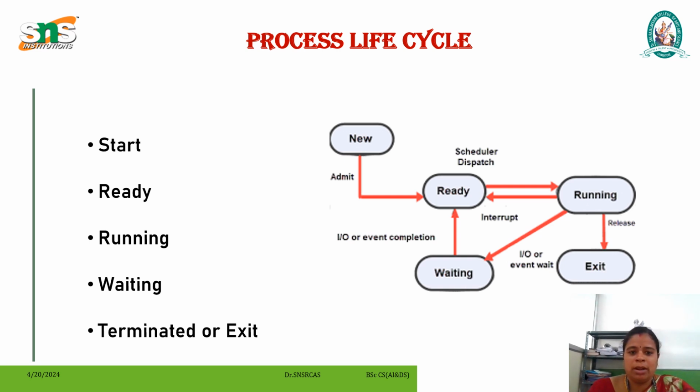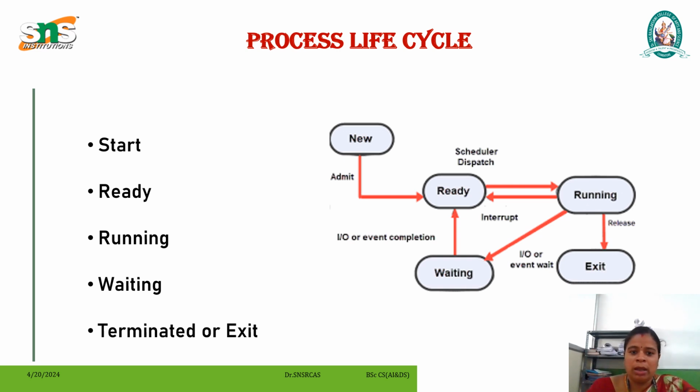Next one, ready state. The process is waiting to be assigned to a processor. Ready processes are waiting to have the processor allocated to them by the operating system so that they can run. A process may come into this state after the start state, or while running it may be interrupted by the scheduler to assign the CPU to some other process.